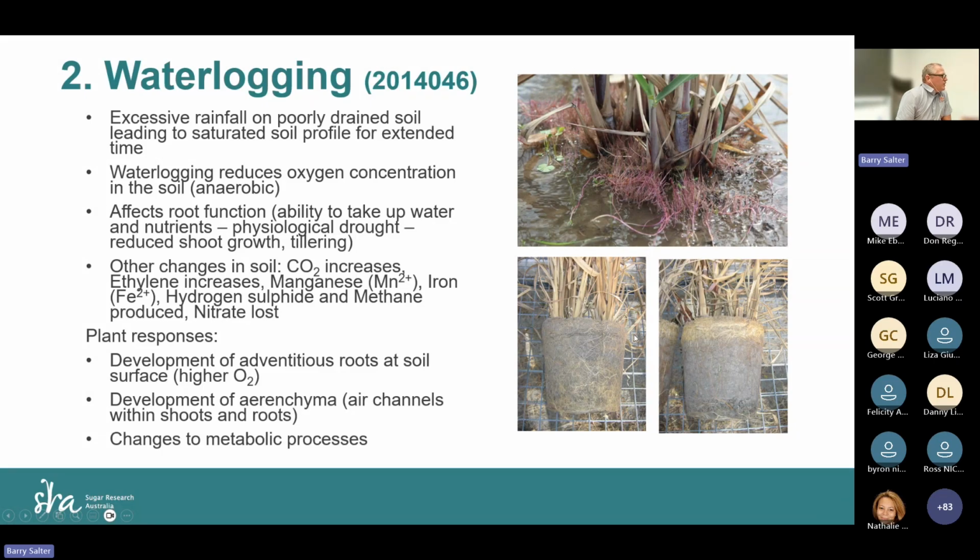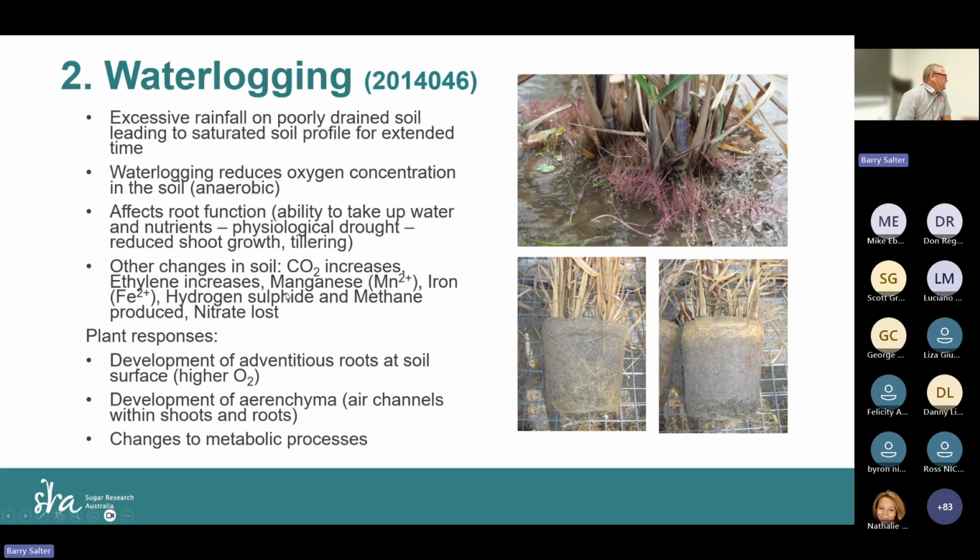You can also see in these pots that we've got down in these other images how much of an impact it actually has on the root system. So there's this pot on the right-hand side, which was waterlogged. You can see that most of the root systems ended up in the top few centimetres of that pot, compared to a fully drained pot, where, as you know, the roots are distributed all the way through that pot. So it has a big impact on the root system.